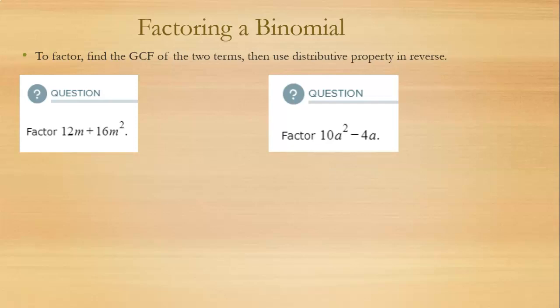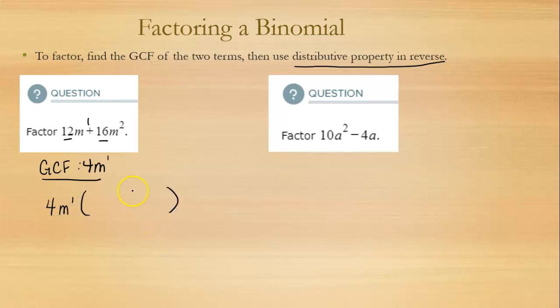Now, we're going to need that skill to actually factor. If I want to factor a binomial, I want to find the GCF of the two terms, and essentially I'm doing the distributive property in reverse. So first, let's look at 12 and 16. 12 and 16 are both divisible by 4. So the GCF is 4. This one has 1m, this one has 2m's. The largest amount I can take out of both is 4m. So now I want to actually take this out. This is what we were doing before. I want to divide both terms by 4m to the 1.